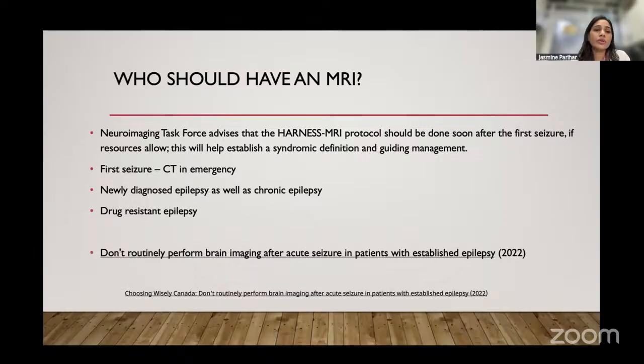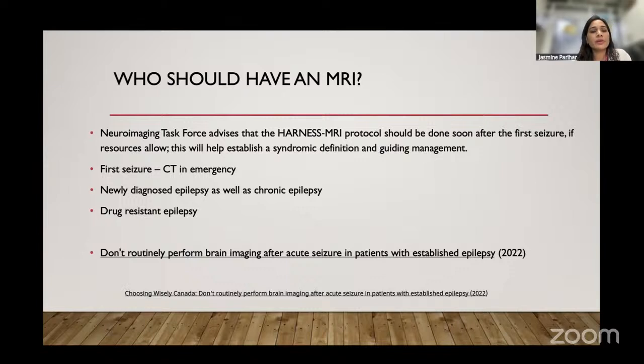All newly diagnosed epilepsy patients as well as chronic epilepsy patients should also get a HARNESS protocol MRI done, and all drug resistant epilepsy obviously should get a HARNESS protocol MRI done. However, if the patient already has an established epilepsy, for example, you are following up a patient with epilepsy for the past 10 years, and now the patient comes with another seizure to the emergency, that doesn't mandate any brain imaging at all.